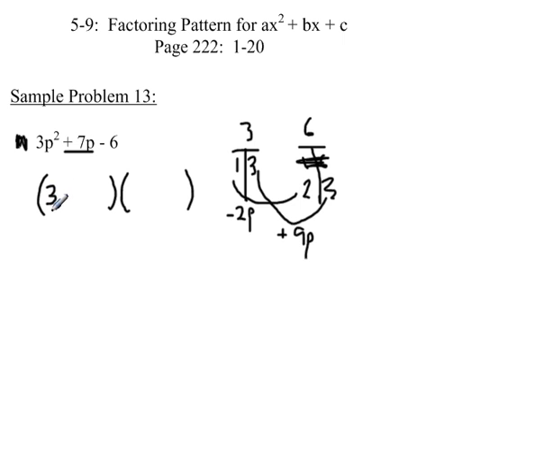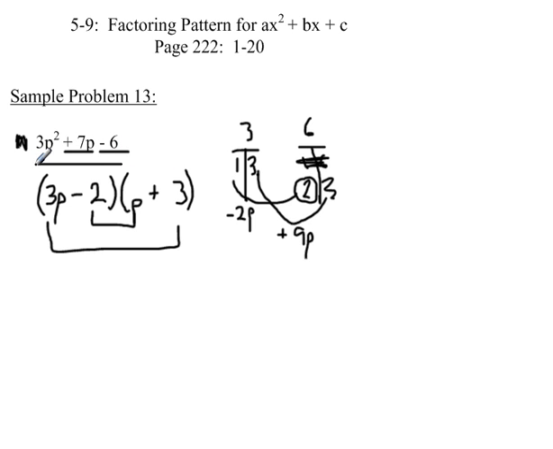So to get to 3p squared, that is 3p and p. The 3 has to multiply with the other 3. So that's going to be your outer set. And then your 1, which is right here, needs to multiply with the 2 that makes 6. So let's put the 2 in. Now in this case, your signs are going to be different. You need a positive 9. So your 2 3's make the 9. And minus 2p. Double check your last term. Negative times positive will give you a negative 6. So your answer is 3p minus 2 times p plus 3.